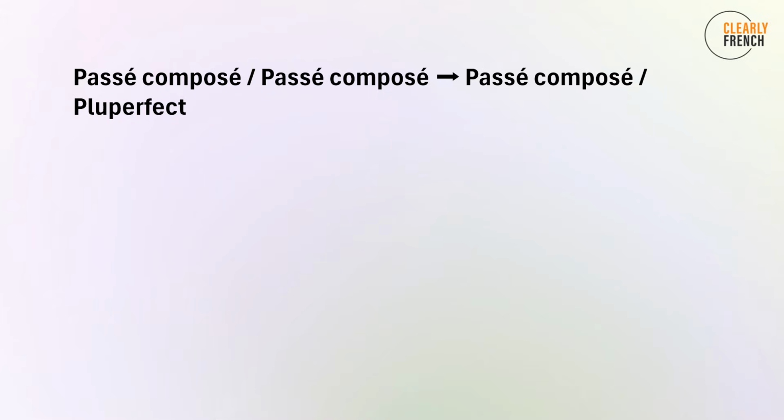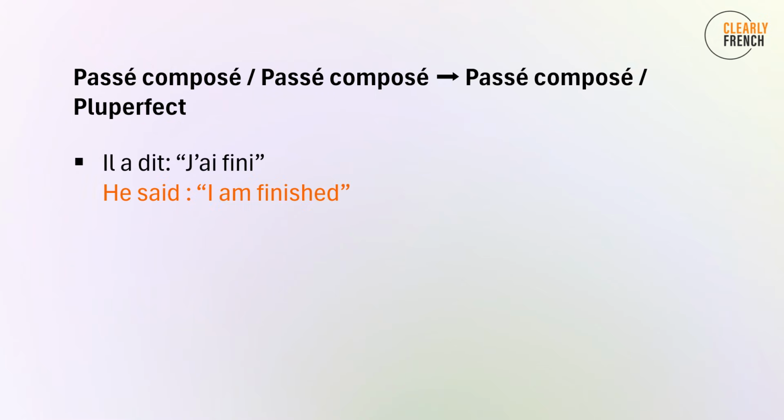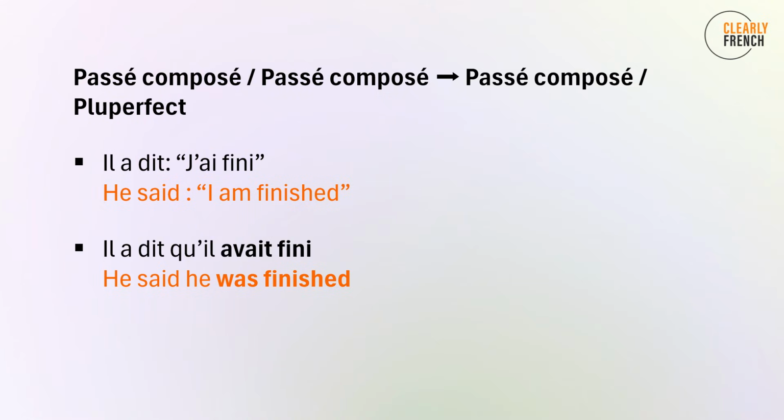When the structure of the sentence is passé composé passé composé, you still move back a tense and end up with passé composé plus-que-parfait. Il a dit, j'ai fini. He said, I'm finished. Il a dit qu'il avait fini. He said he was finished. We end up with passé composé and plus-que-parfait. Avait fini.